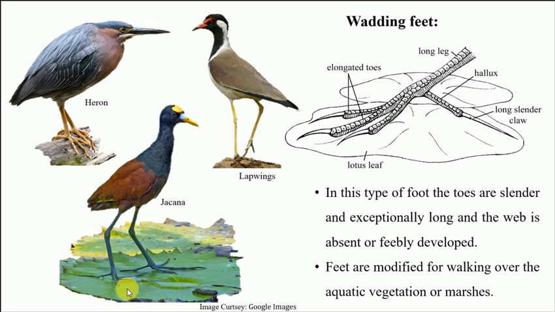So here you can see the leaf of the lotus. Birds which are provided with wading feet can easily walk on the leaves of the lotus which are floating on the water. So the peculiarity is the long feet. Not only are the feet long, but the toes are also elongated. The feet are modified for walking over the aquatic vegetation or the marshes, and examples are the heron, jacana and lapwing. So this is about the wading feet.